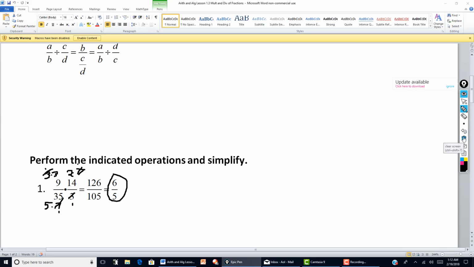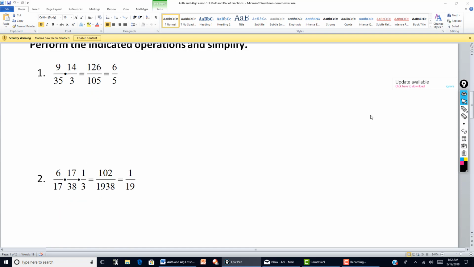Okay, let's clear this. Again, this one we have 3 fractions and it's all multiplication. If I just wanted to multiply this out, I could say 6 times 17 is 102, times 1 is 102. Bottom, 17 times 38, and then multiply that by 3, and I get 1938.